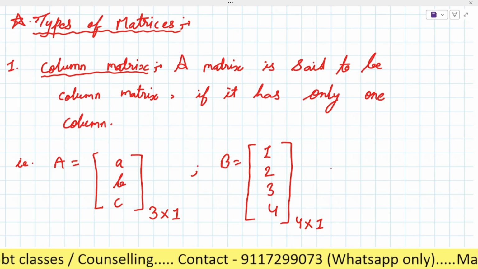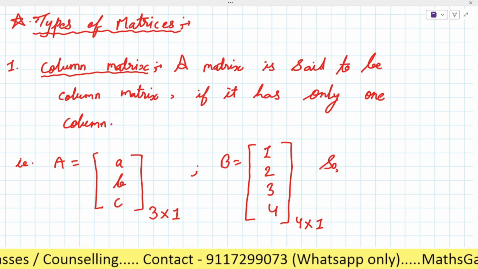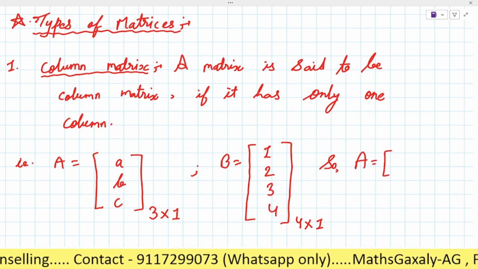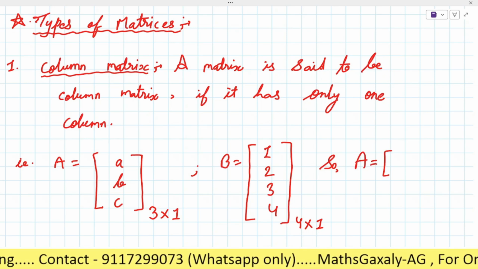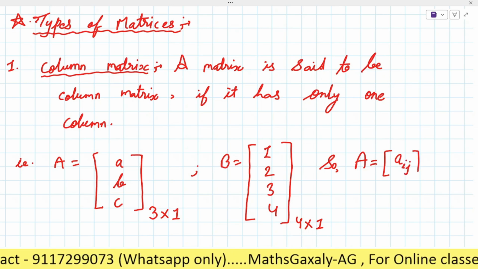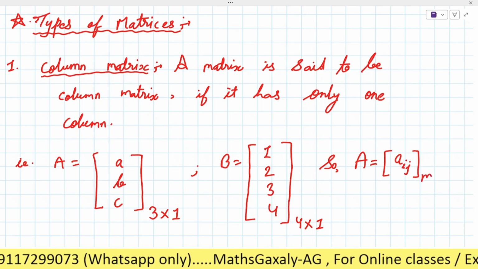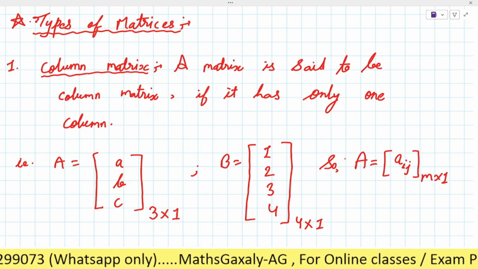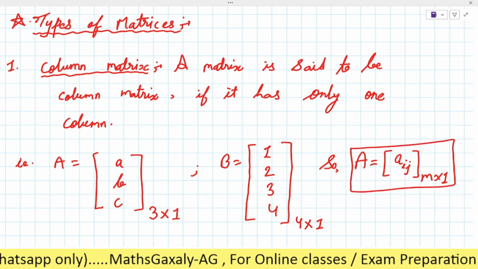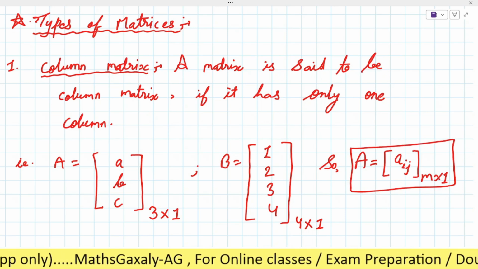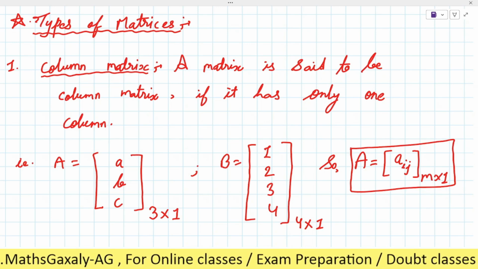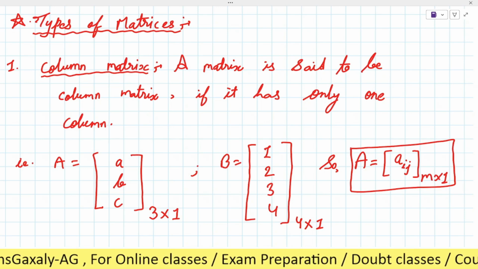So here we can say that when we write the standard form of this matrix, we can write A equal to [a_ij] of order m into 1. It means a matrix which has only one column. That type of matrix is known as a column matrix. Is it clear or any doubt?